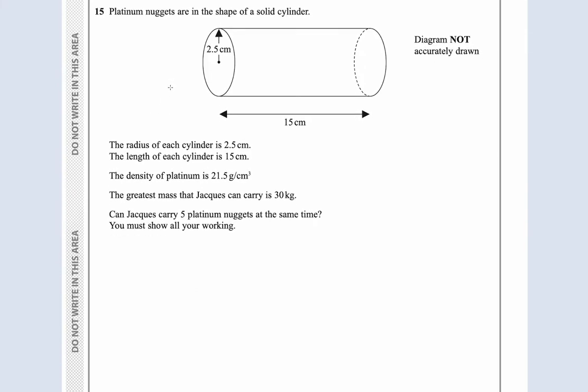Platinum nuggets are in the shape of a solid cylinder. So we have a cylinder, which gives us the radius and the length. The density of platinum is this, and the greatest mass that Jacques can carry is 30 kilograms. Can Jacques carry 5 platinum nuggets at the same time? You must show all your working.